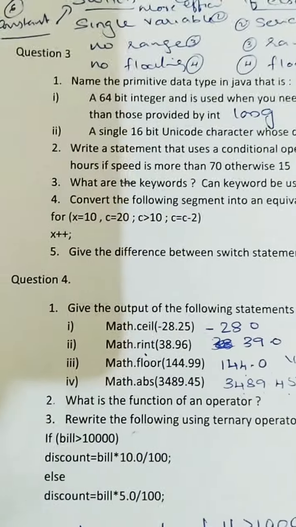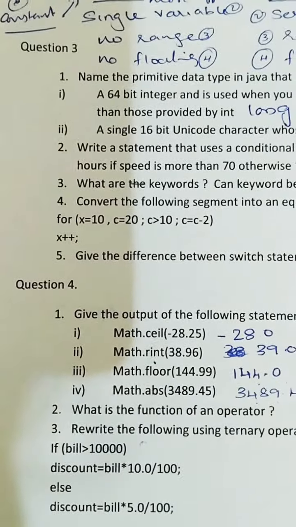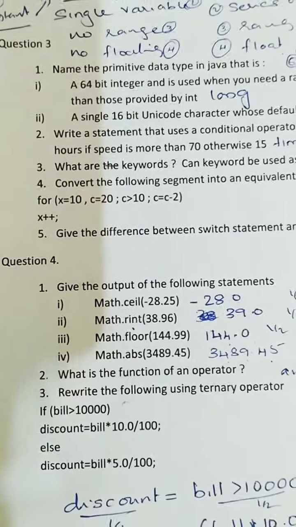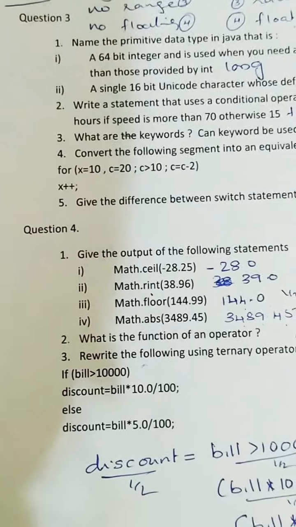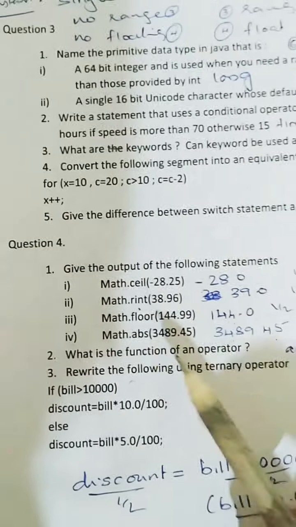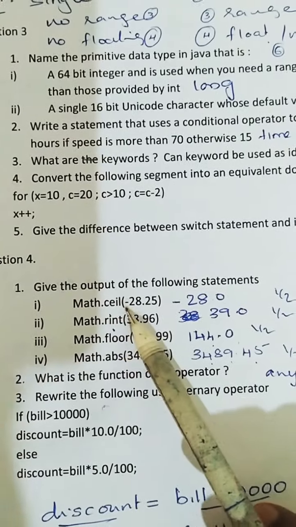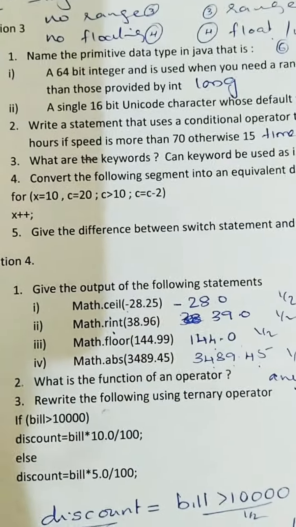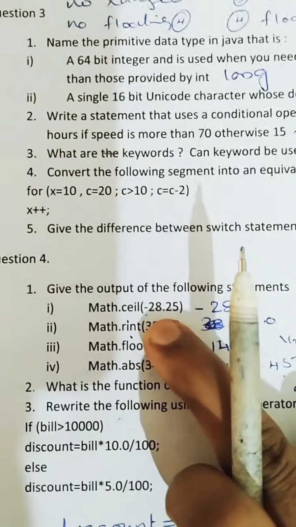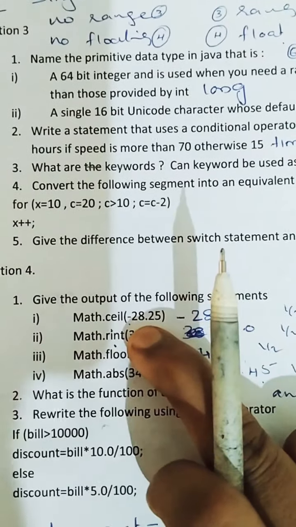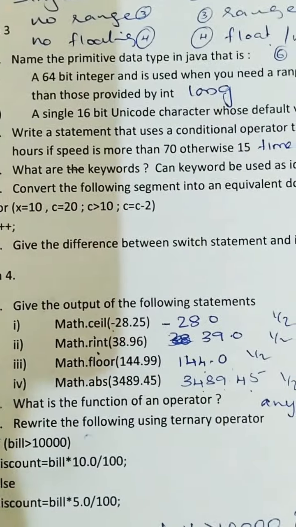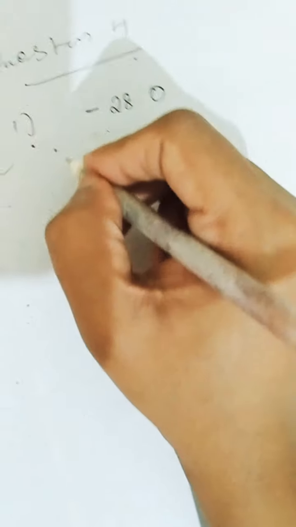Next, question 4, that is again 10 marks. The first question has 4 sections with 5 questions, each one has Math.ceil of. Ceil means upper value. Here it is given a negative value, so its upper value will be minus 28.0. You have to mention minus 28.0 because it's negative. So when it is decreased, then only its value will be higher.